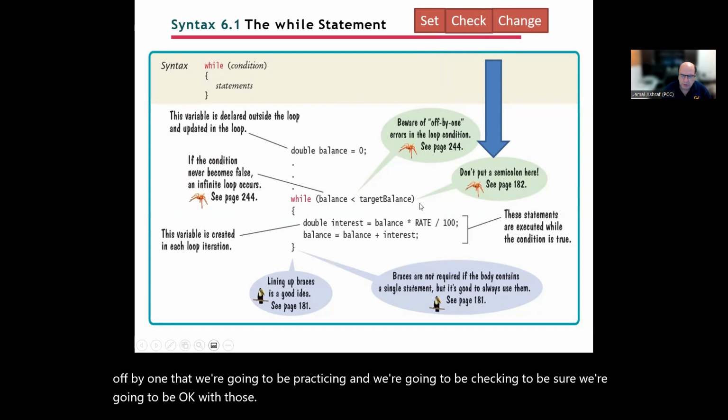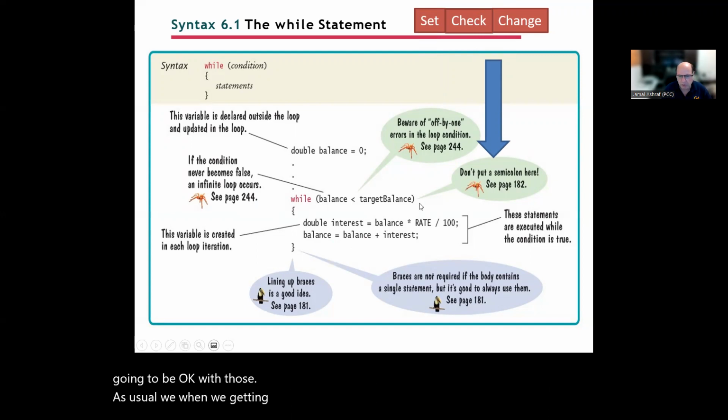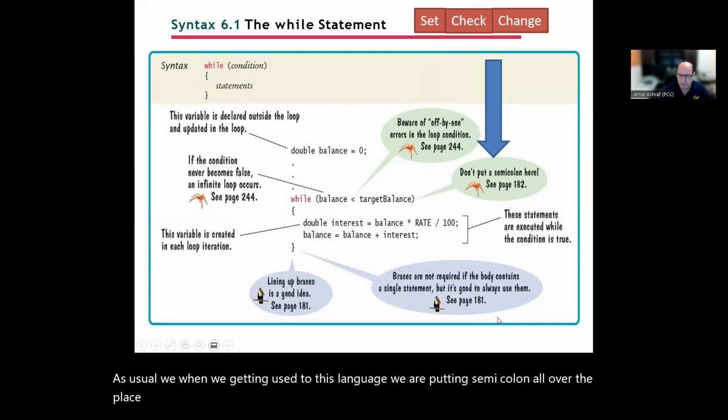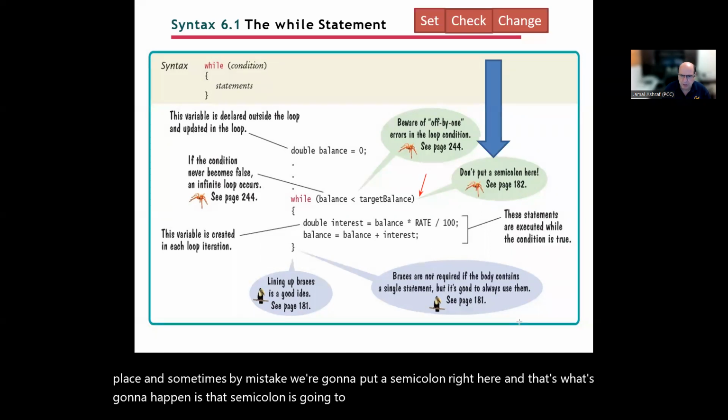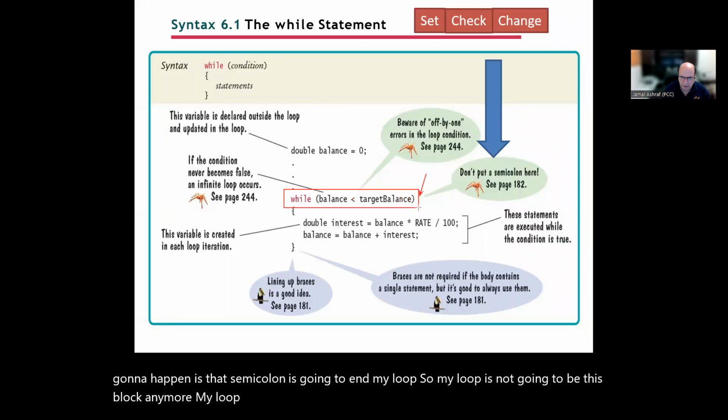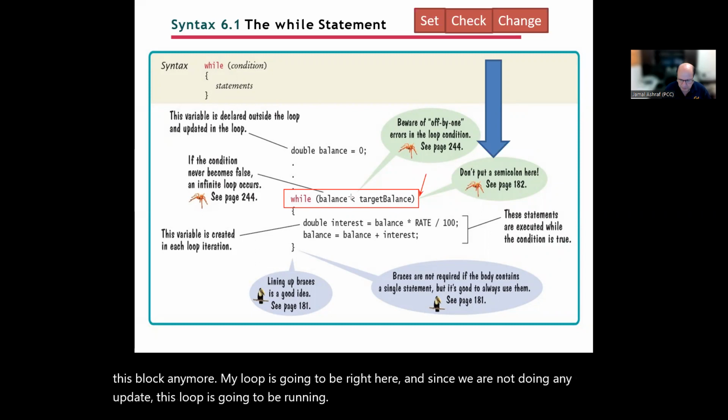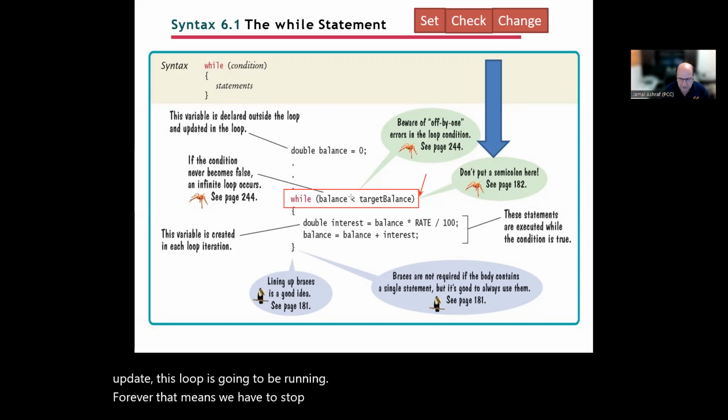And as usual, when we're getting used to this language, we are putting semicolons all over the place. And sometimes by mistake, we're going to put a semicolon right here. That semicolon is going to end my loop. So my loop is not going to be this block anymore. My loop is going to be right here. And since we are not doing any update, this loop is going to be running forever. That means we have to stop the whole execution somehow. So be careful not to put a semicolon here.